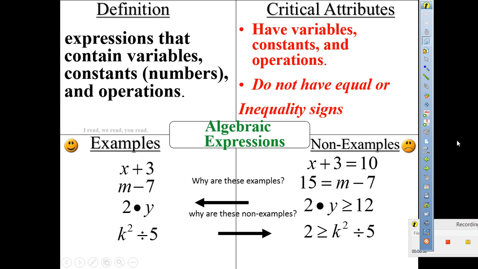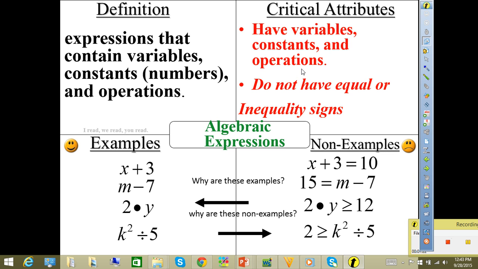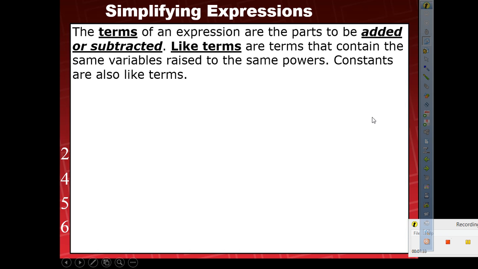Steps, copy this. Copy that. All right, before I continue to the steps, let me clarify terms, coefficients, and constants. Terms of an expression are the parts added or subtracted. We know them as monomials, right? Like terms are the terms that have the same variable with the exact same exponent or raised to the same power. Constants are just numbers without the variable.